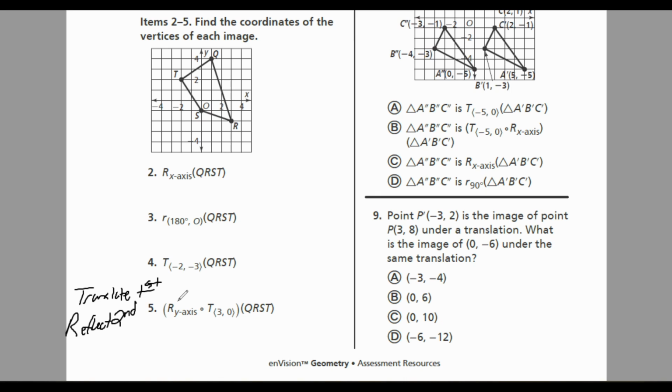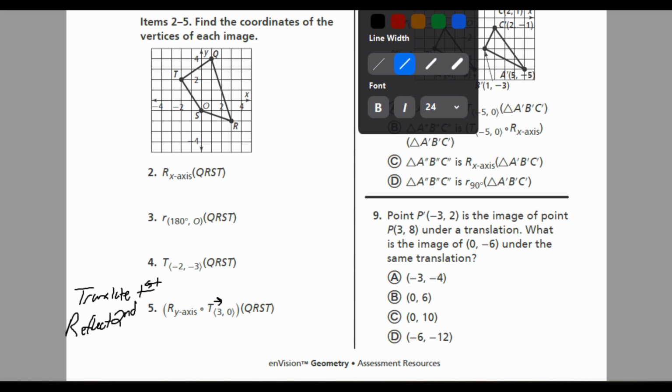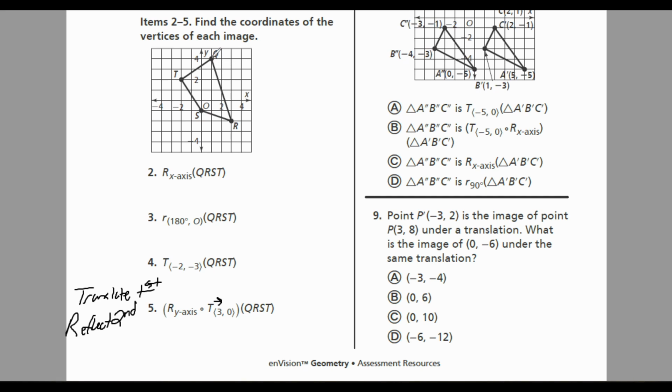So let's just do it with 1 point, and you can apply the same thing with any of the other points. I'm going to do this with Q. So Q, I need to translate 3 to the right, and don't move it up or down. Instead of pointing that arrow, no change for my Y. So 1, 2, 3. Here is Q prime. And now I need to reflect it over the y-axis.